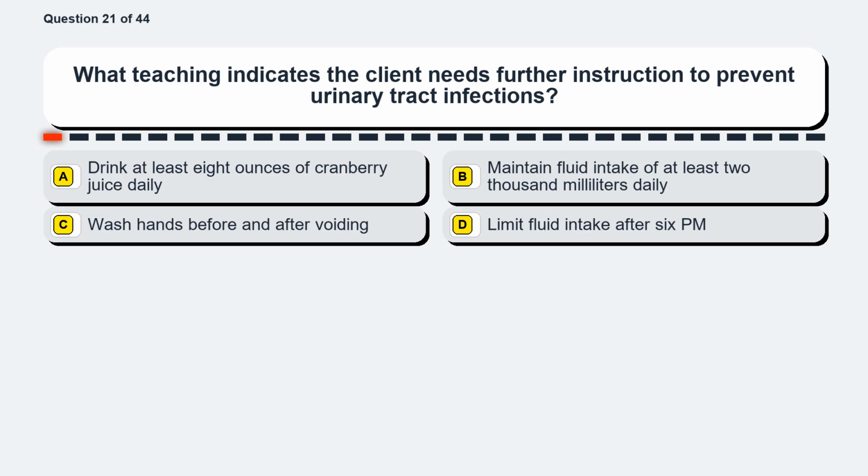Question 21. What teaching indicates the client needs further instruction to prevent urinary tract infections? Option A, drink at least 8 ounces of cranberry juice daily. Option B, maintain fluid intake of at least 2,000 milliliters daily. Option C, wash hands before and after voiding. Option D, limit fluid intake after 6 p.m.